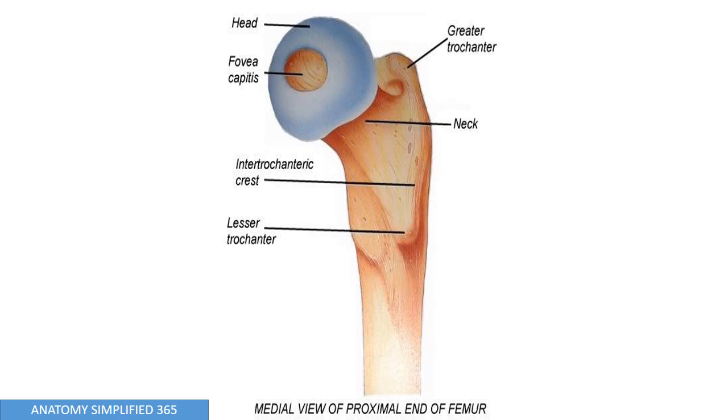This is the proximal part of the femur, and this is how the structures appear. We have the head of the femur, we have the greater trochanter, we have the lesser trochanter, we have the neck of the femur, and then we have the intertrochanteric crest that runs from the greater trochanter to the lesser trochanter. Remember, this is the medial view of the proximal end of the femur. And then we have the fovea capitis on the head of the femur, it's a point of attachment for the ligamentum teres.